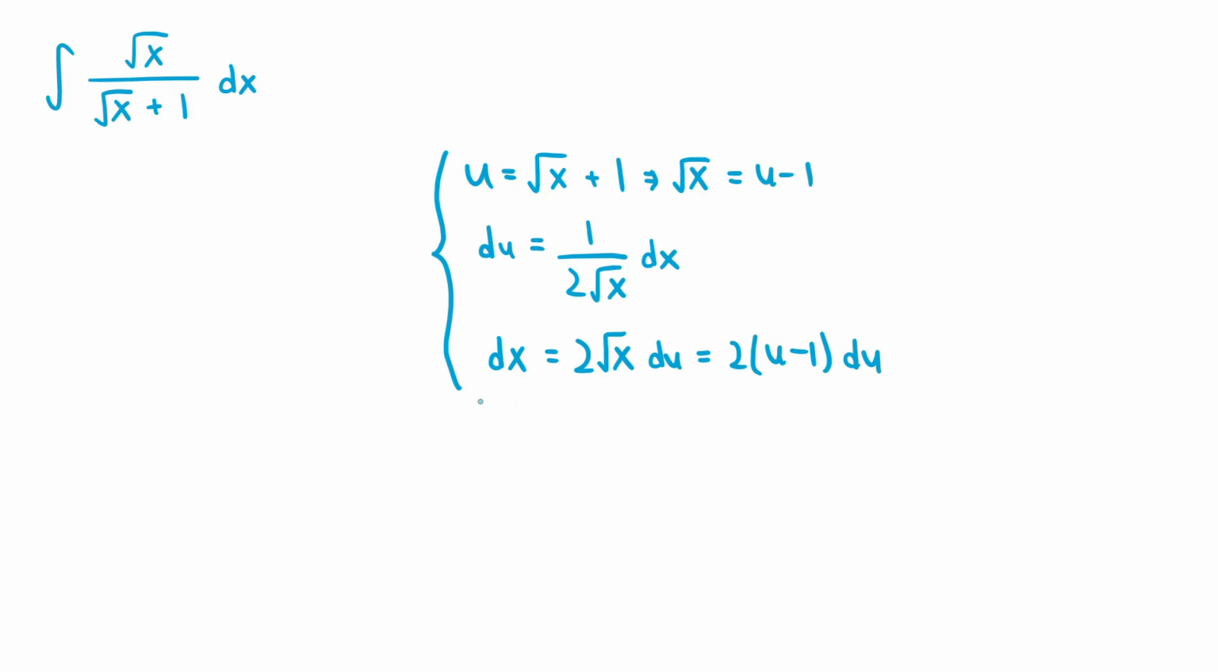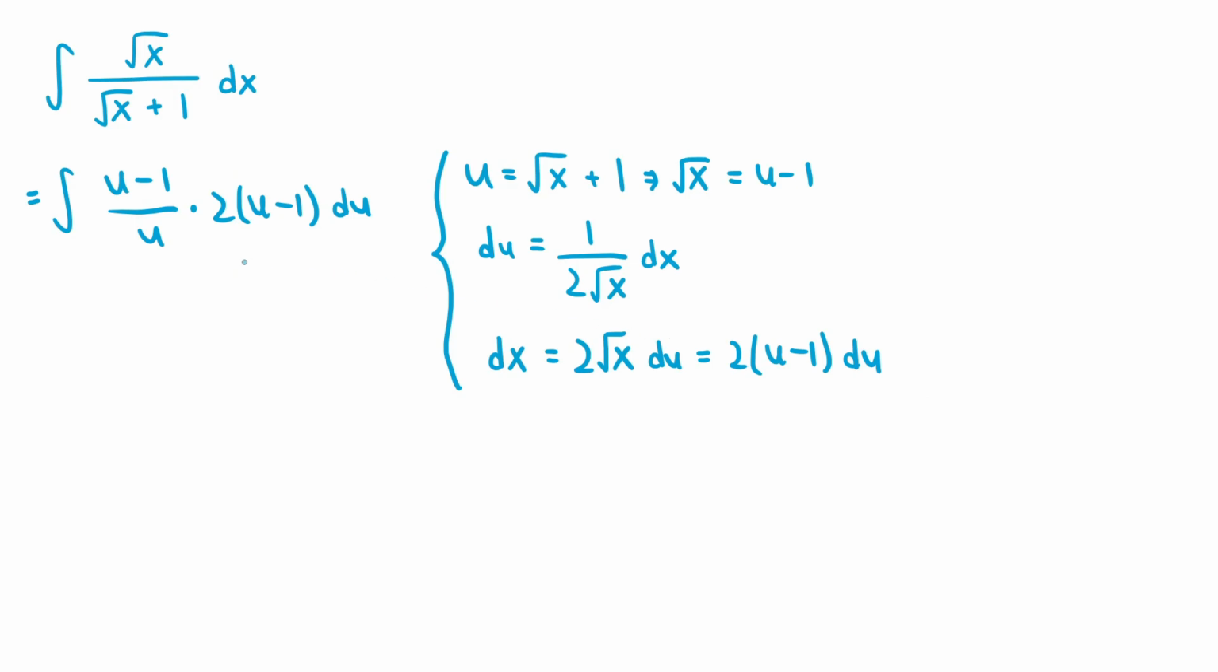If we substitute all of this into the integral, it becomes the integral of u minus 1 over u times 2 times u minus 1 du, since the square root of x in the numerator equals u minus 1, and the square root of x plus 1 in the denominator becomes u since we substituted u equals the square root of x plus 1, and dx is replaced by 2 times u minus 1 du since we worked out that dx equals 2 times u minus 1 du.